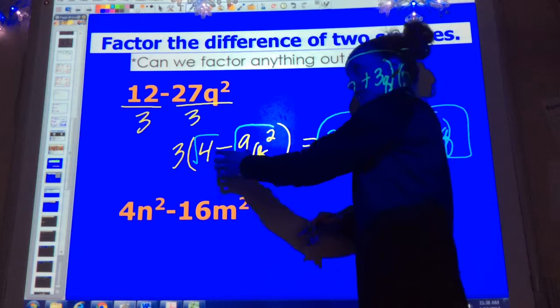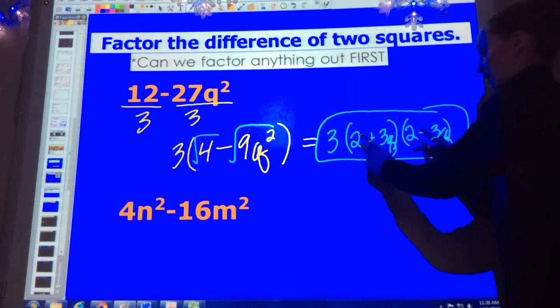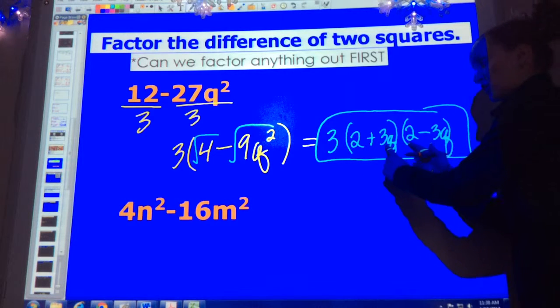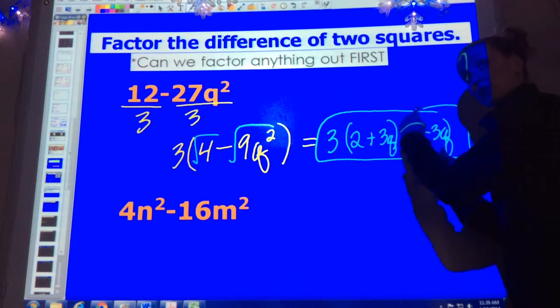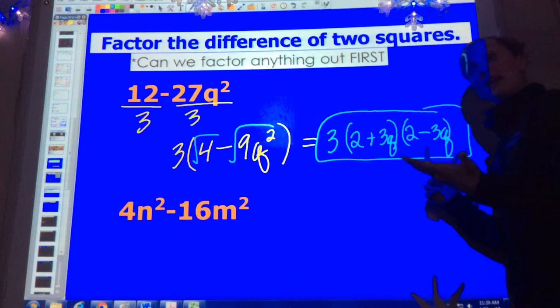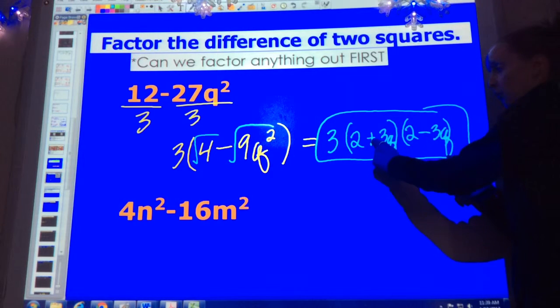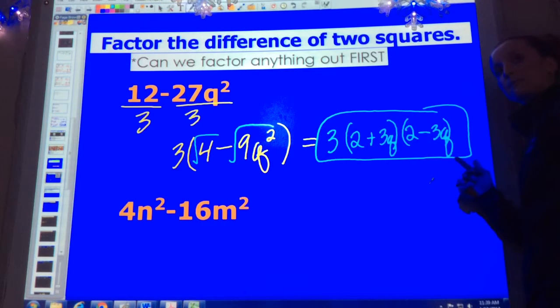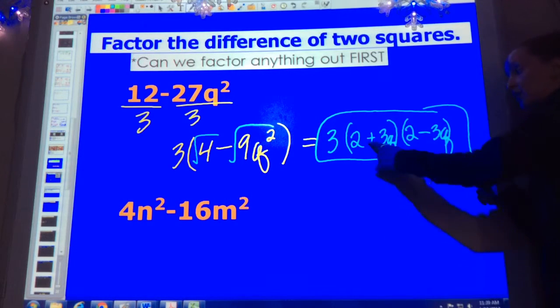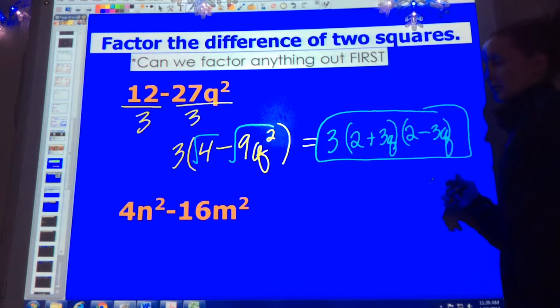The reason it doesn't have any middle term is because right here you get 4, and then right here you have minus 6q, and right here you get plus 6q. So the middle terms always cross out. The only way to make your middle terms cross out is to make one a plus and one a minus. So some of you might want to write that down in your notes. Difference of squares, it's always one plus, one minus.